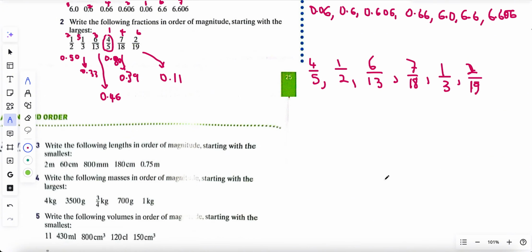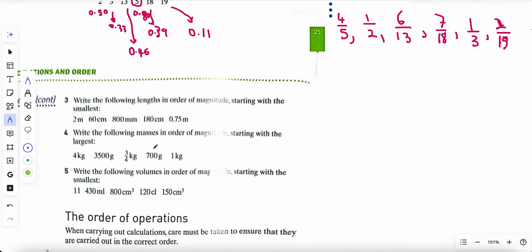Okay, but another thing in the exam, if the examiner wants to catch you out in IGCSE, they may give different units. So let's try one or two examples that are of different units, before we go to order of operation.